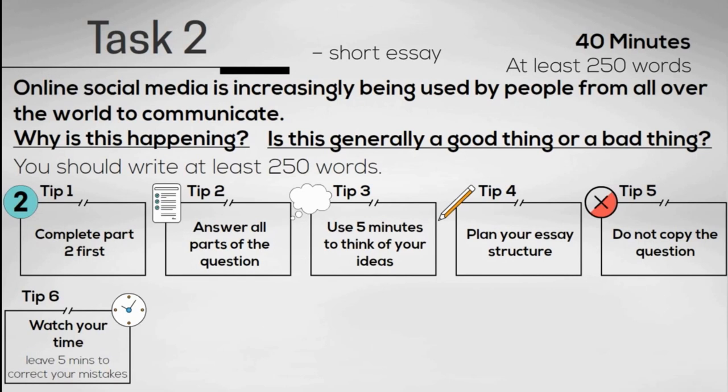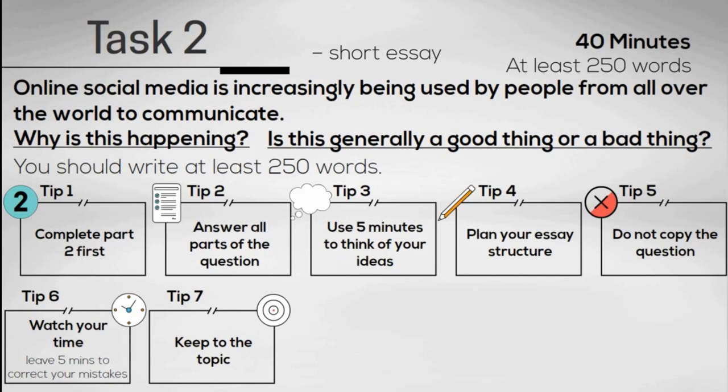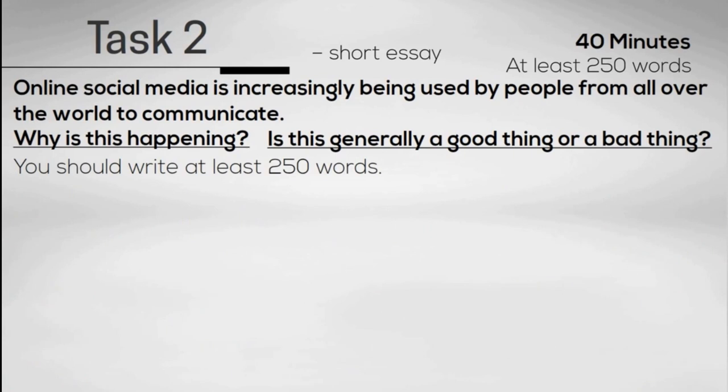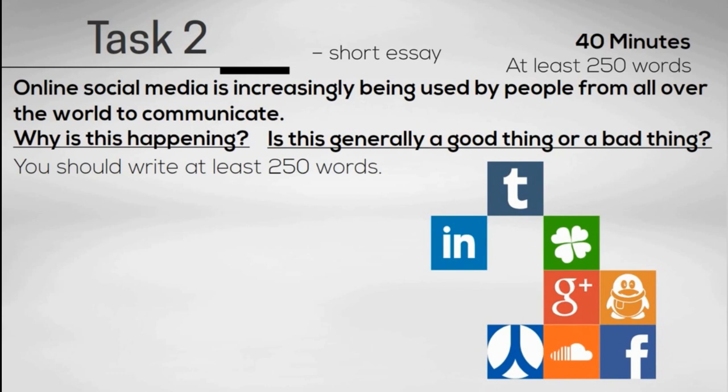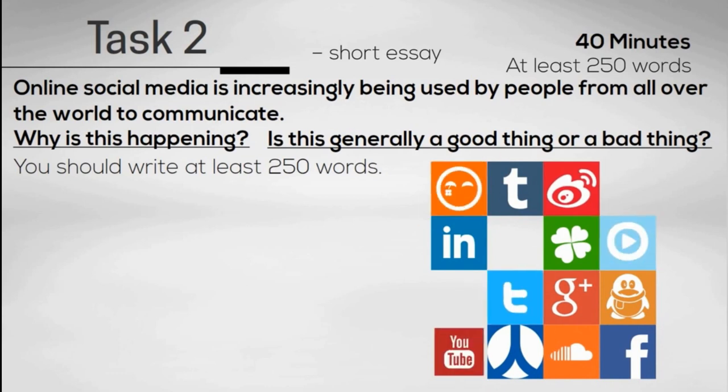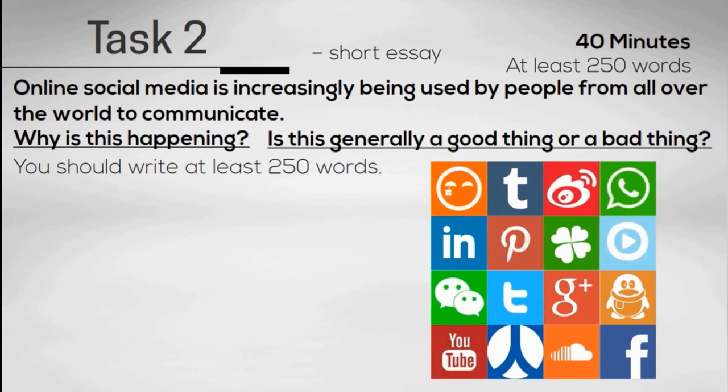Tip number 7 is to make sure you answer the question and you keep to the topic. In this essay, if you only describe the type of social media people used, you would not be answering the question, and you would get a lower score. If you wrote about how certain social media websites are restricted by companies or governments, this would be going off topic. This means a lower score.